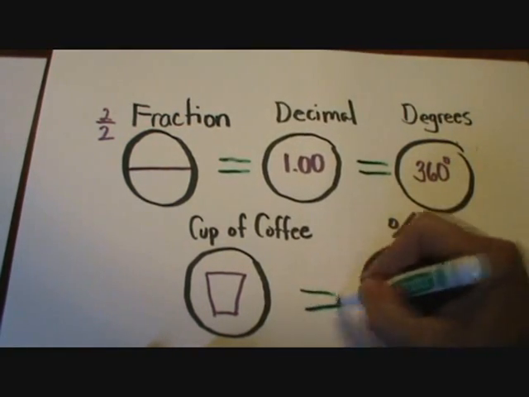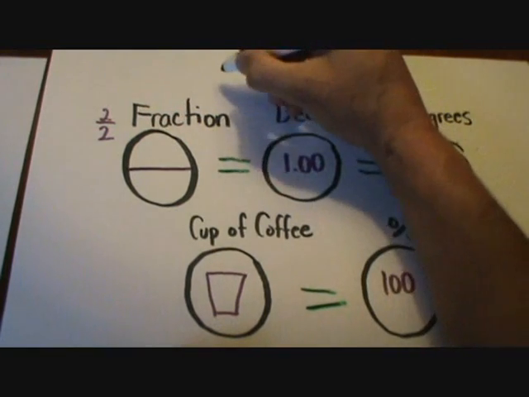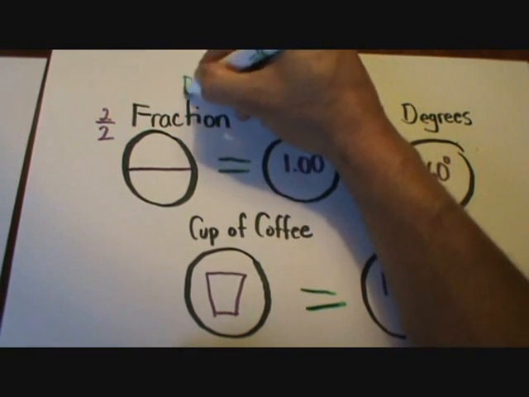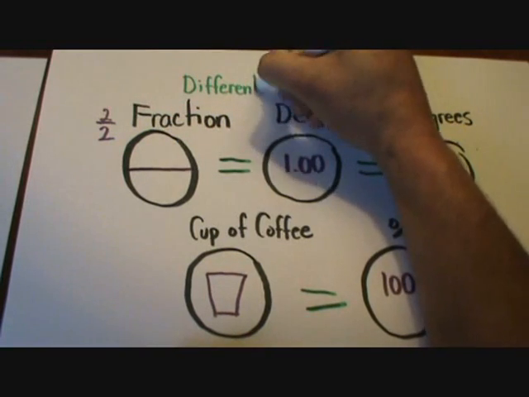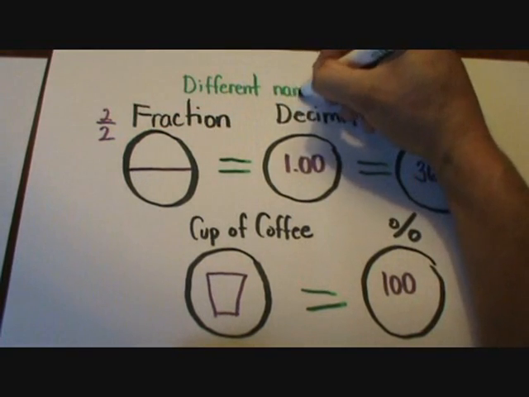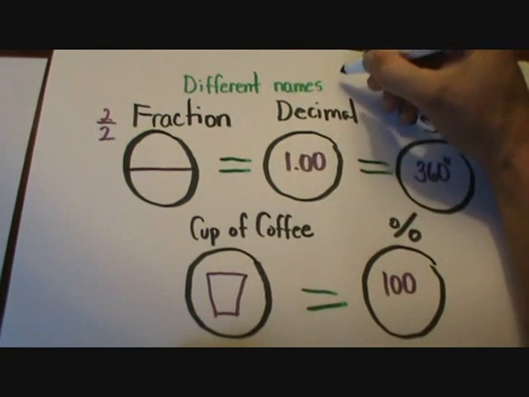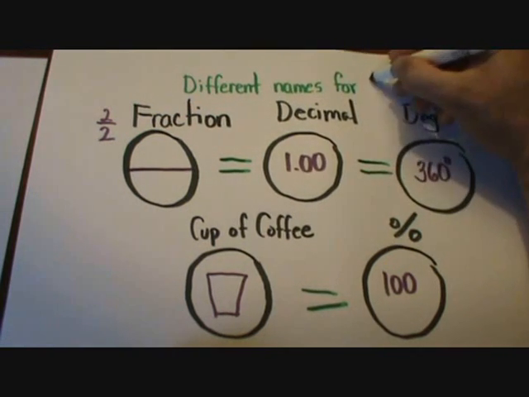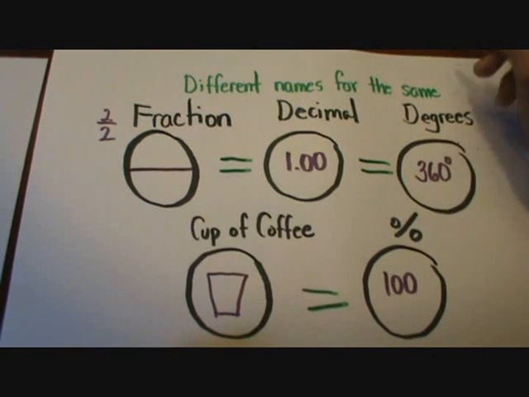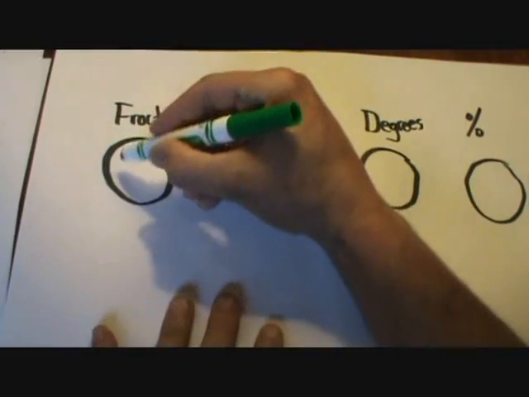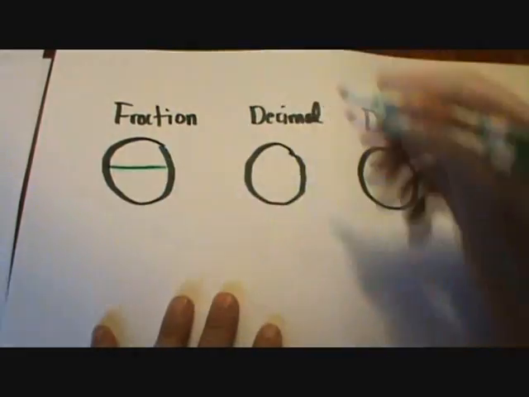The next thing that we have to consider is that once you name them two halves, 1.0, 360, a cup of coffee, or 100%, those things are all equal to each other. Why? Because they're all one whole. So 2 halves is 1.00, is 360 degrees, is the cup of coffee, is 100%. All we have then are different names for the same thing, one whole.